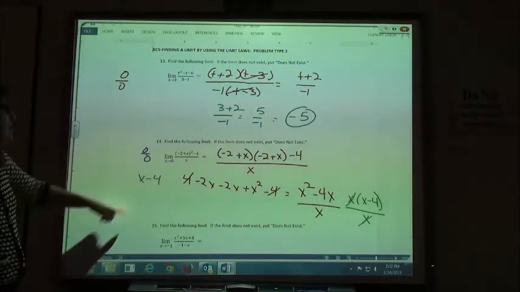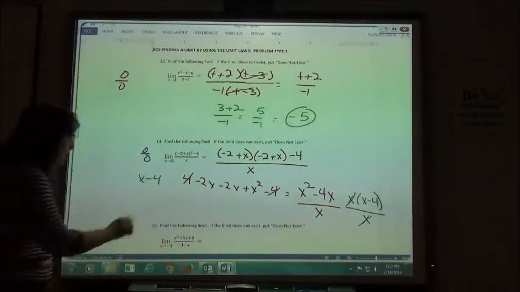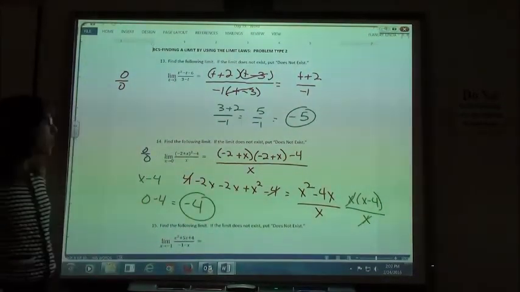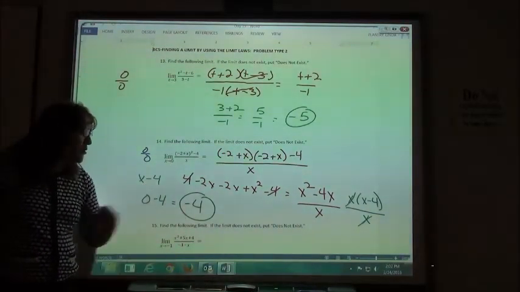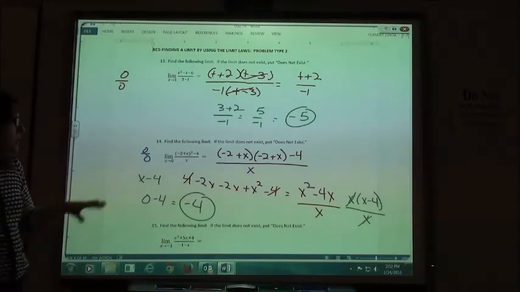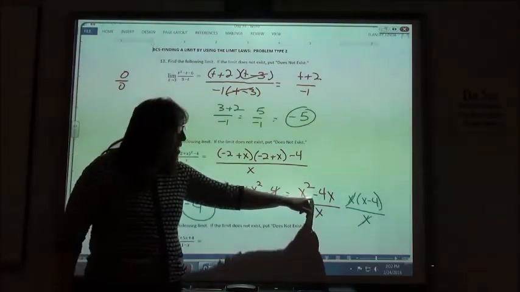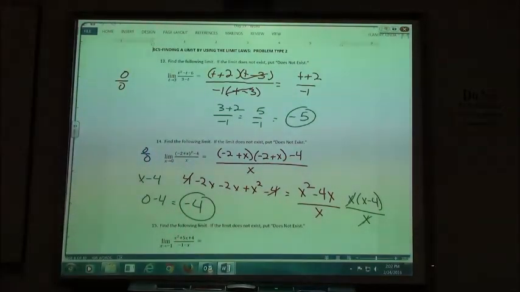So if I evaluate my expression as my limit approaches 0, 0 minus 4 gives me negative 4. So the limit as x approaches 0 of this expression is also just going to be negative 4. So in this one, we had to FOIL it out first, then we could factor our quadratic expression and reduce our fraction down to the lowest terms.